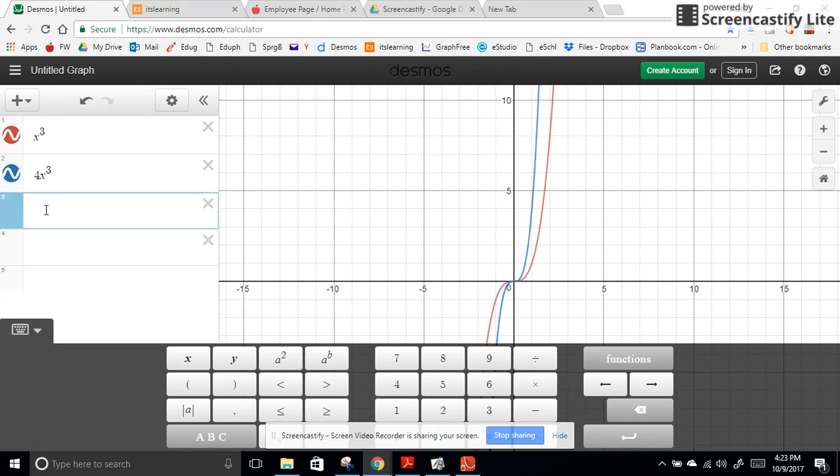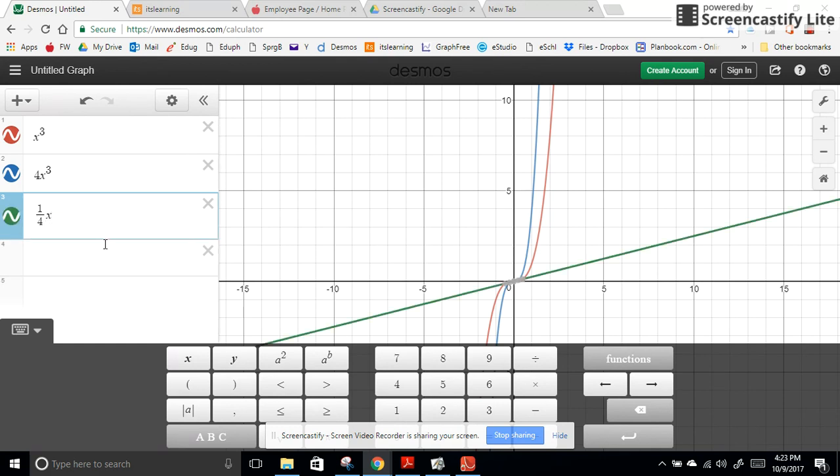So what do you think is going to happen if I do 1/4 x to the third? It compressed. They pressed it down. It got pressed closer to the x-axis. So when you stretch it, it gets taller, which means it gets closer to the y-axis in both directions. When you compress it, it's like you're pressing it down towards the x-axis and it gets closer to that. So compressions and stretches are harder to see on some graphs, easier to see on others.